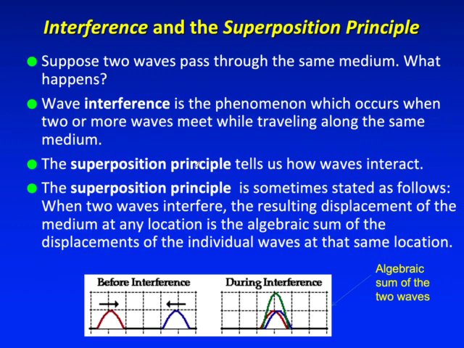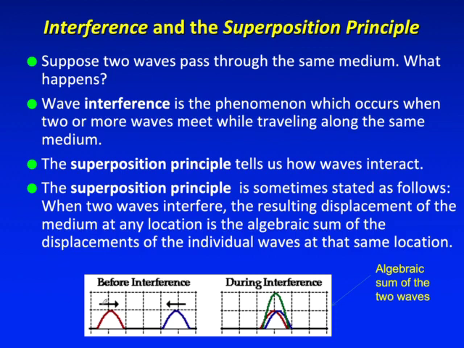Interference and superposition are kind of cool. What happens when two waves pass through the same medium? What happens? If two waves run into each other, what they do is simply add, and that's called the superposition principle. Superposition: when two waves interfere, the resulting displacement of the medium at any location is the algebraic sum of the displacement of the individual waves at that location.